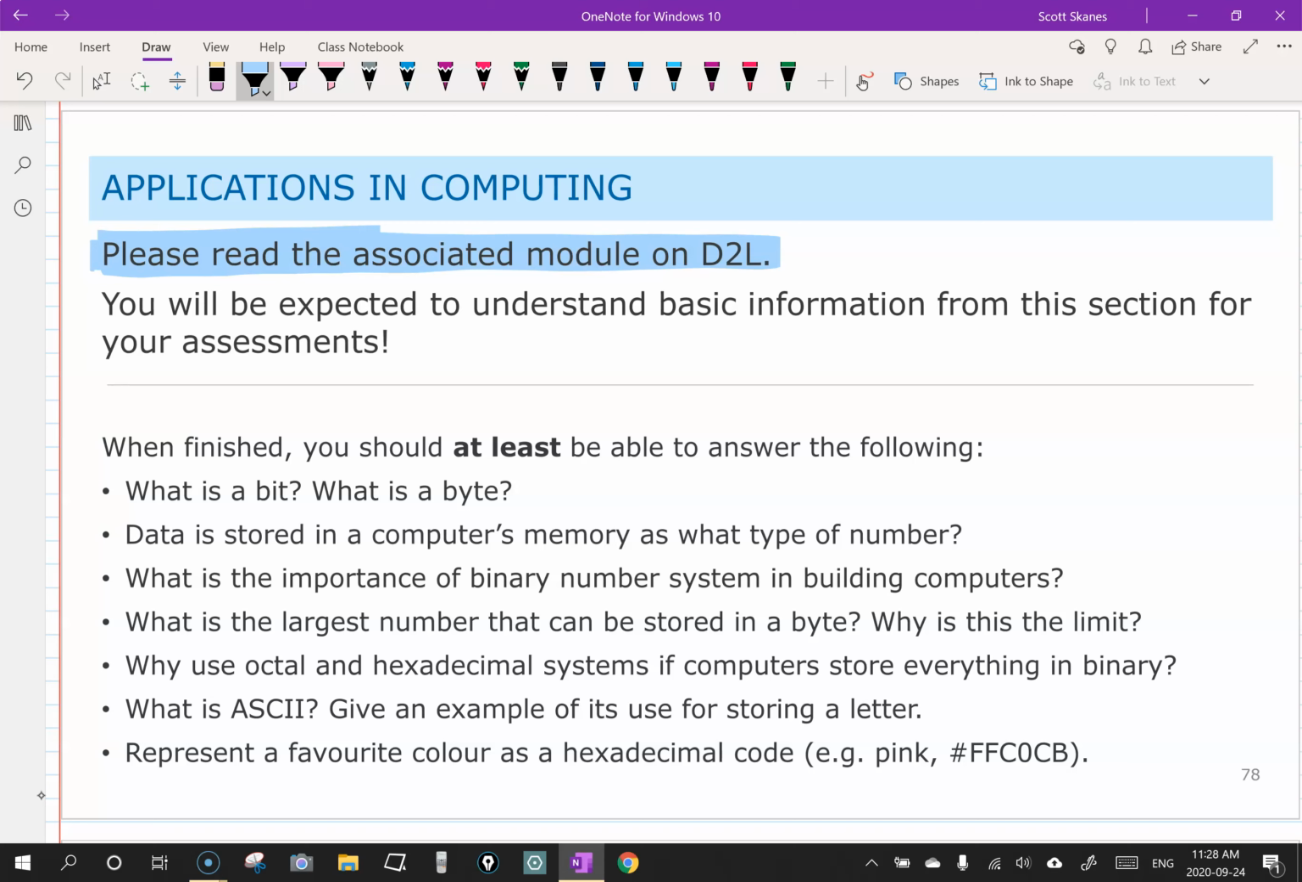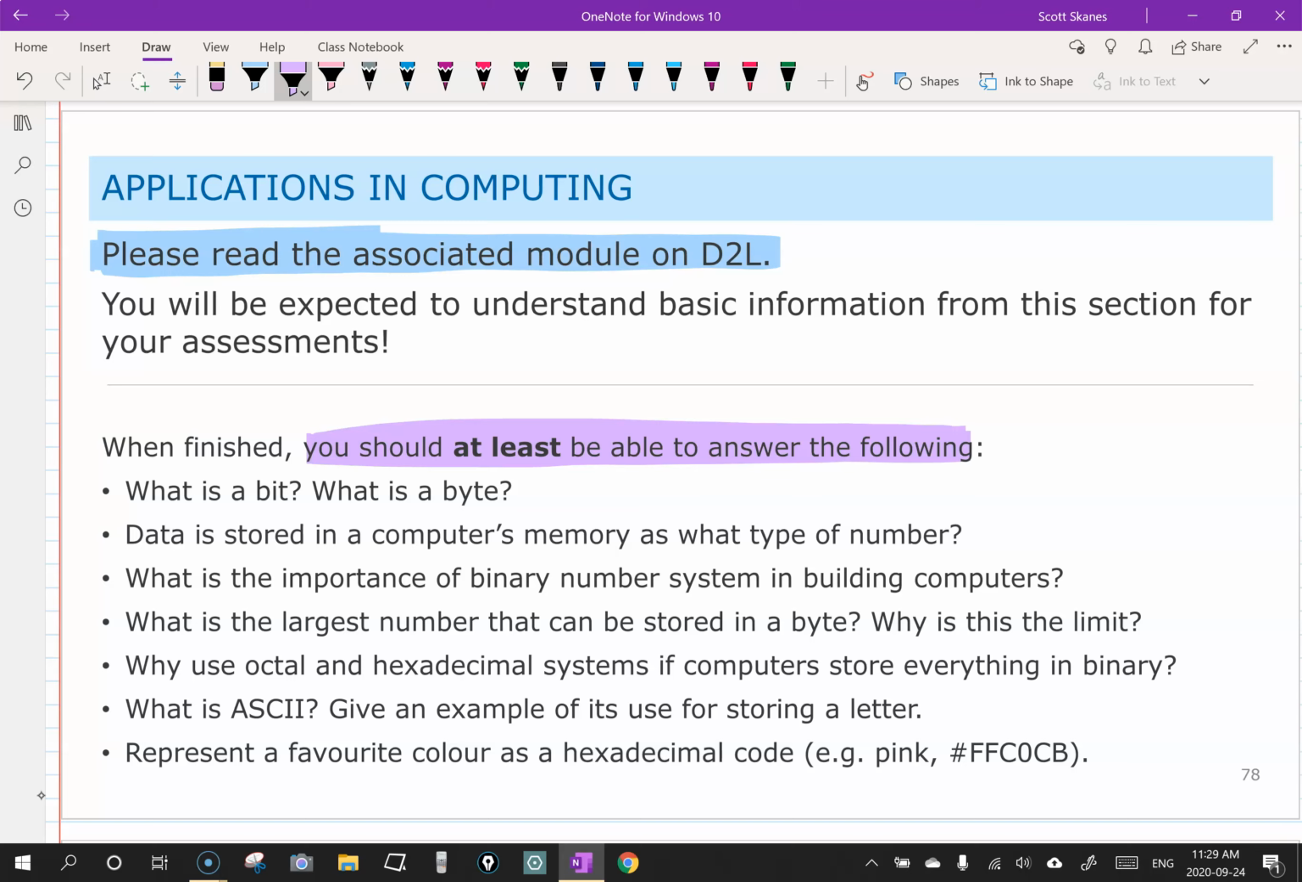And it will be expected that you know some basic information from this for your assignment, especially your assignment A, part A, the online quiz part. So what it says here is when you're finished reading, you should at least be able to answer the following. So these are questions that would be really important for assessments, for example, definitely things that I would ask from, but you need to know at least this, and hopefully you would know more. So what's a bit, what's a byte, and so on. All these questions need to be answered by you. I'm not going to be taking them in as homework, but they're something that you need to know yourself, so make sure you cover that.